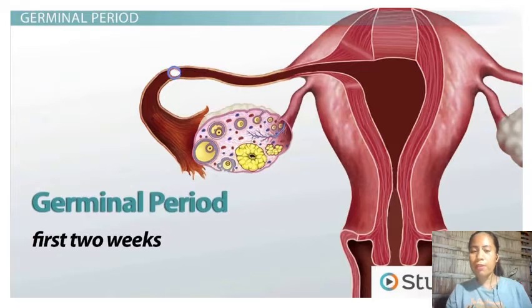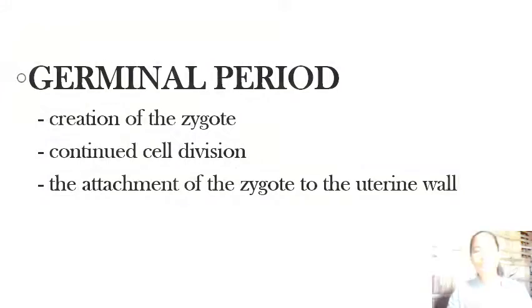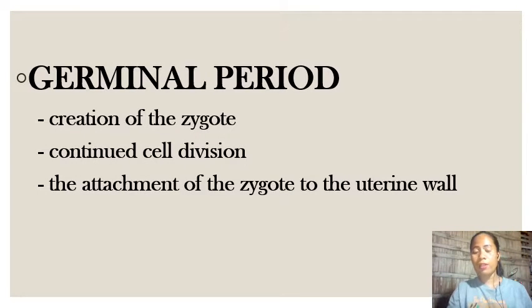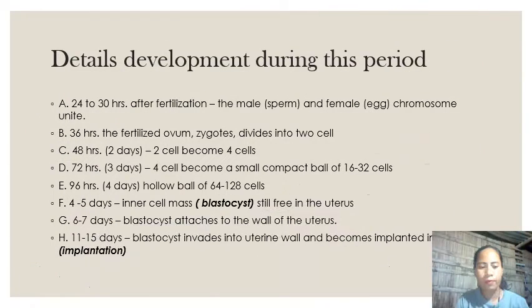In prenatal development, there are three stages. The first one is the germinal period or the first 2 weeks of the pregnancy. Germinal period includes creation of zygotes, continuous cell division, and the attachment of the zygote to the uterine wall. Details of development during this period.